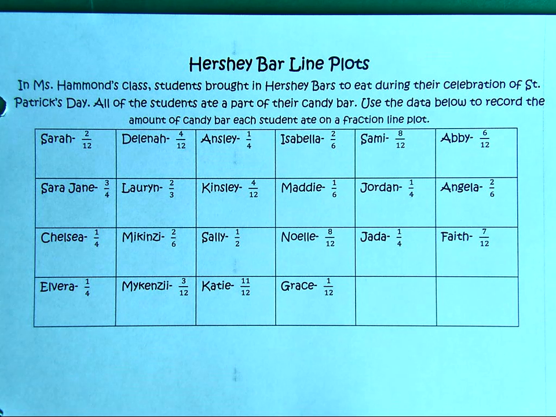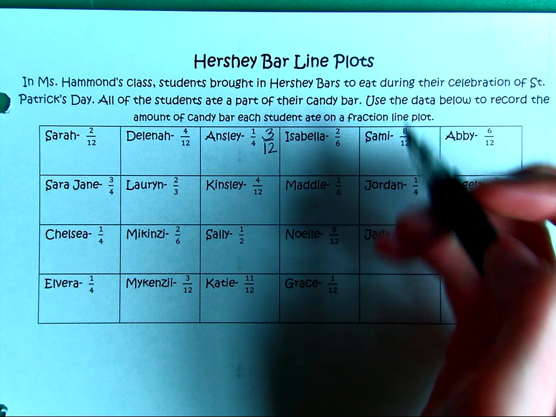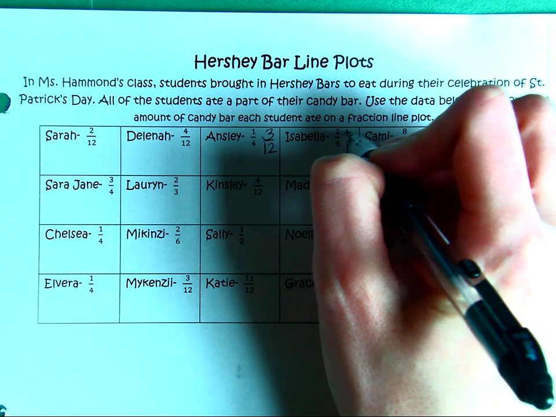Sarah already has 2 twelfths, Delana 4 twelfths, Ansley, hers needs to have a denominator of 12. So 1 times 4 will give me 12, so 1 times 3 equals 3. 3 twelfths is an equivalent fraction of 1/4. Isabella has a fraction of 2/6, which would be 6 times 2 equals 12, so 2 times 2 equals 4. 4 twelfths.